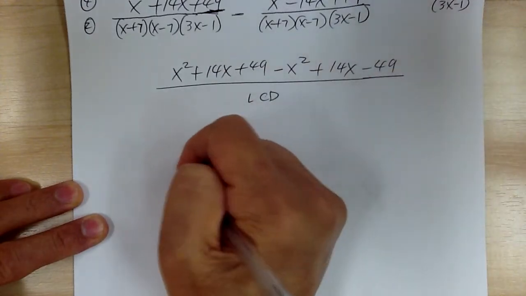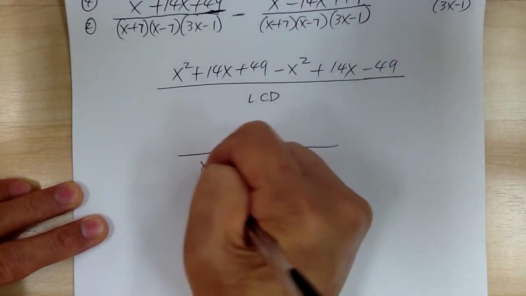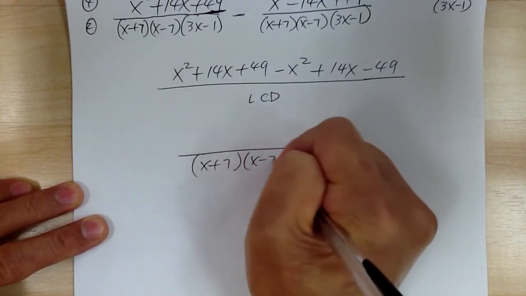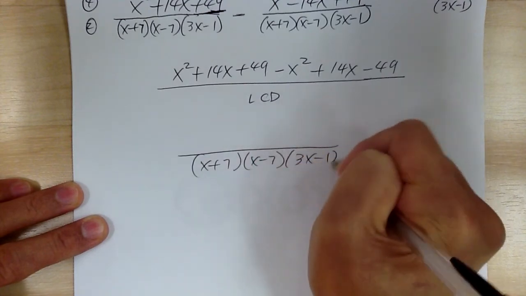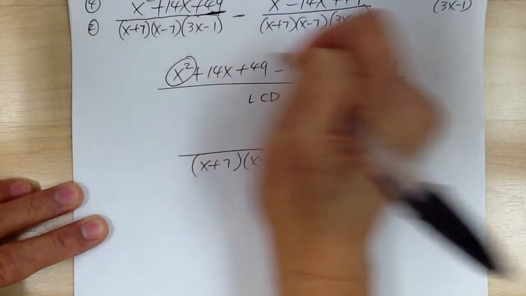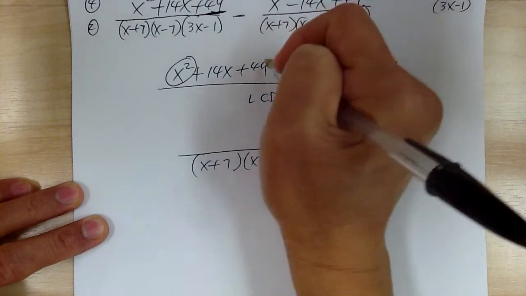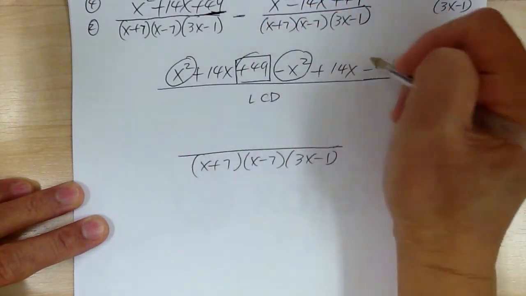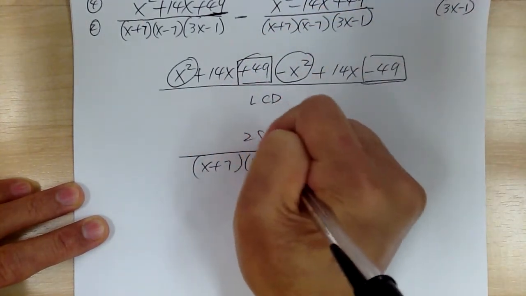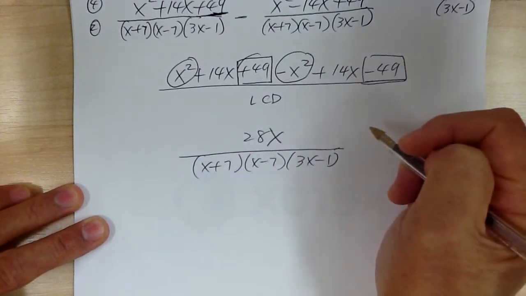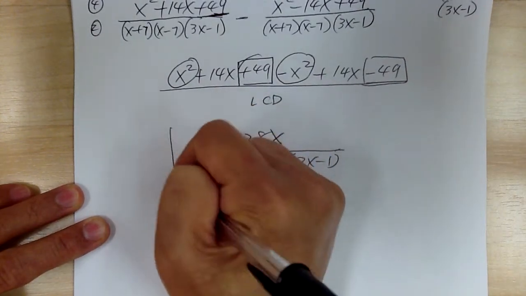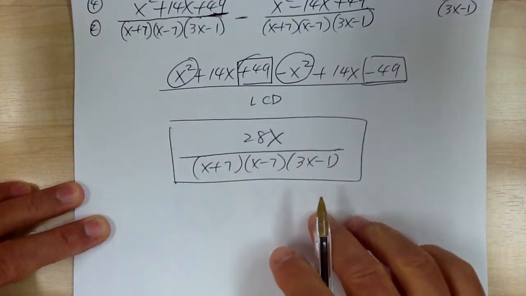Okay, so now for your final answer, you need to write it out. So combine the like terms, so this one cancels out. This one cancels out, so you got 28x. And check for factoring, cannot, so that's it. Okay, let's go to number 19.